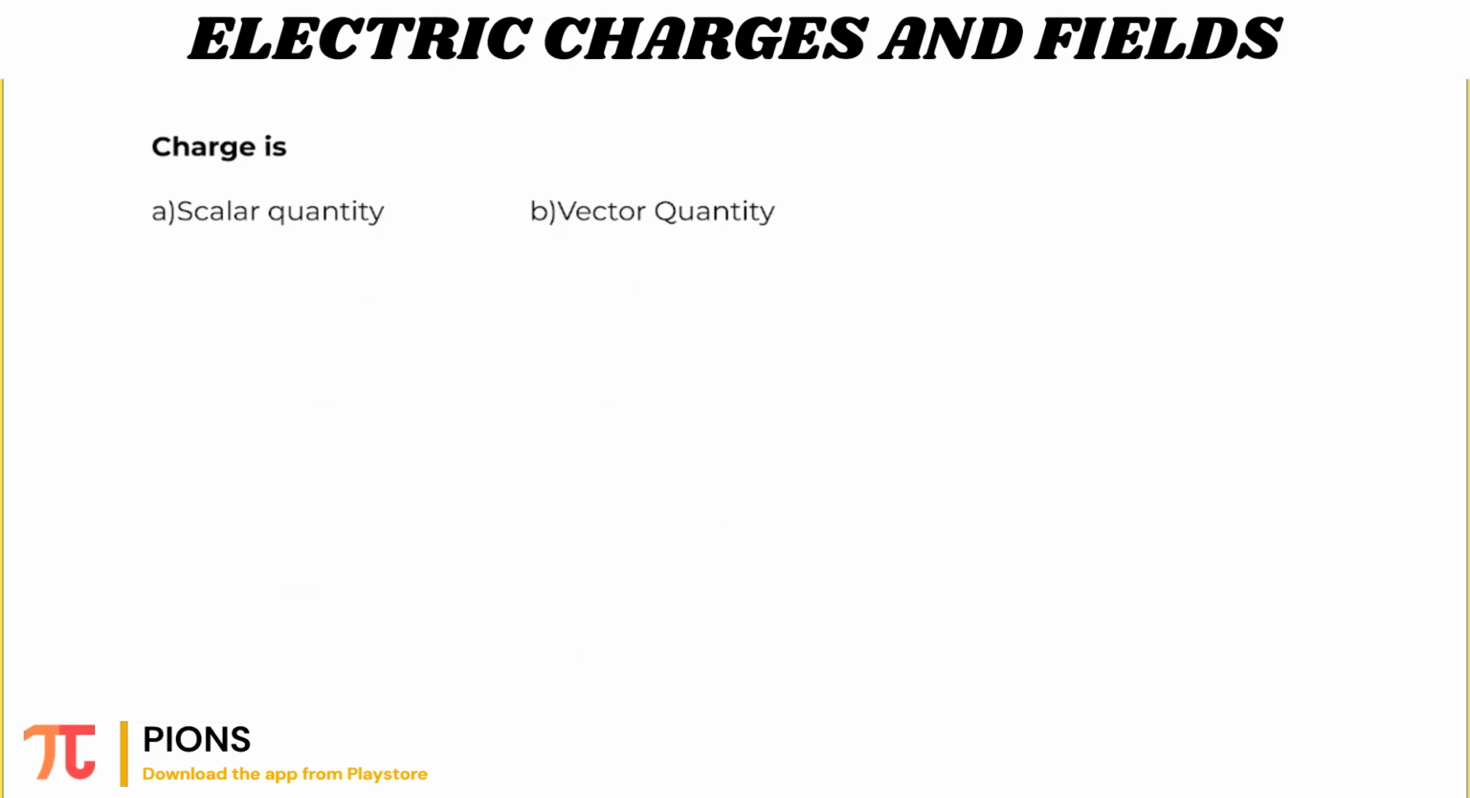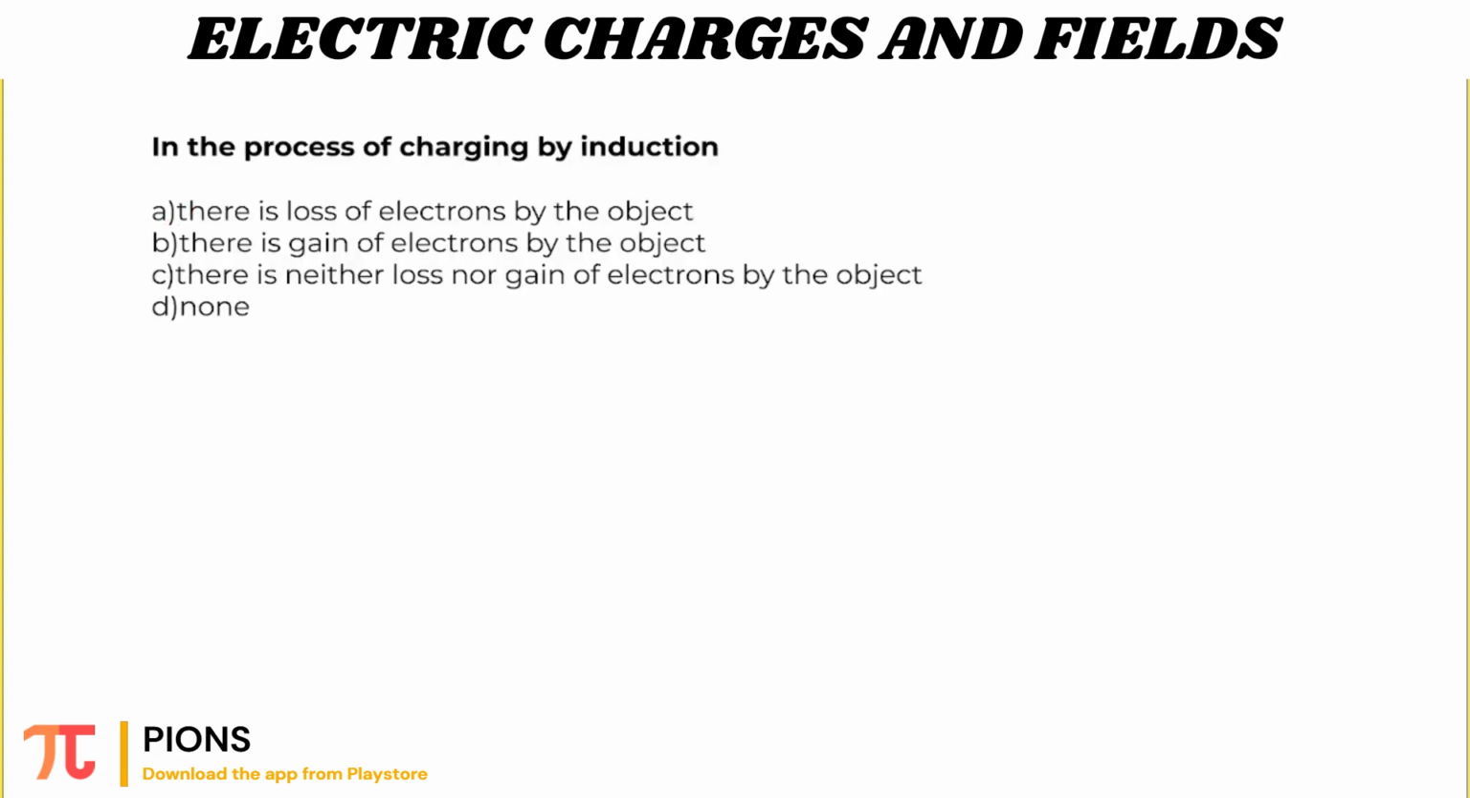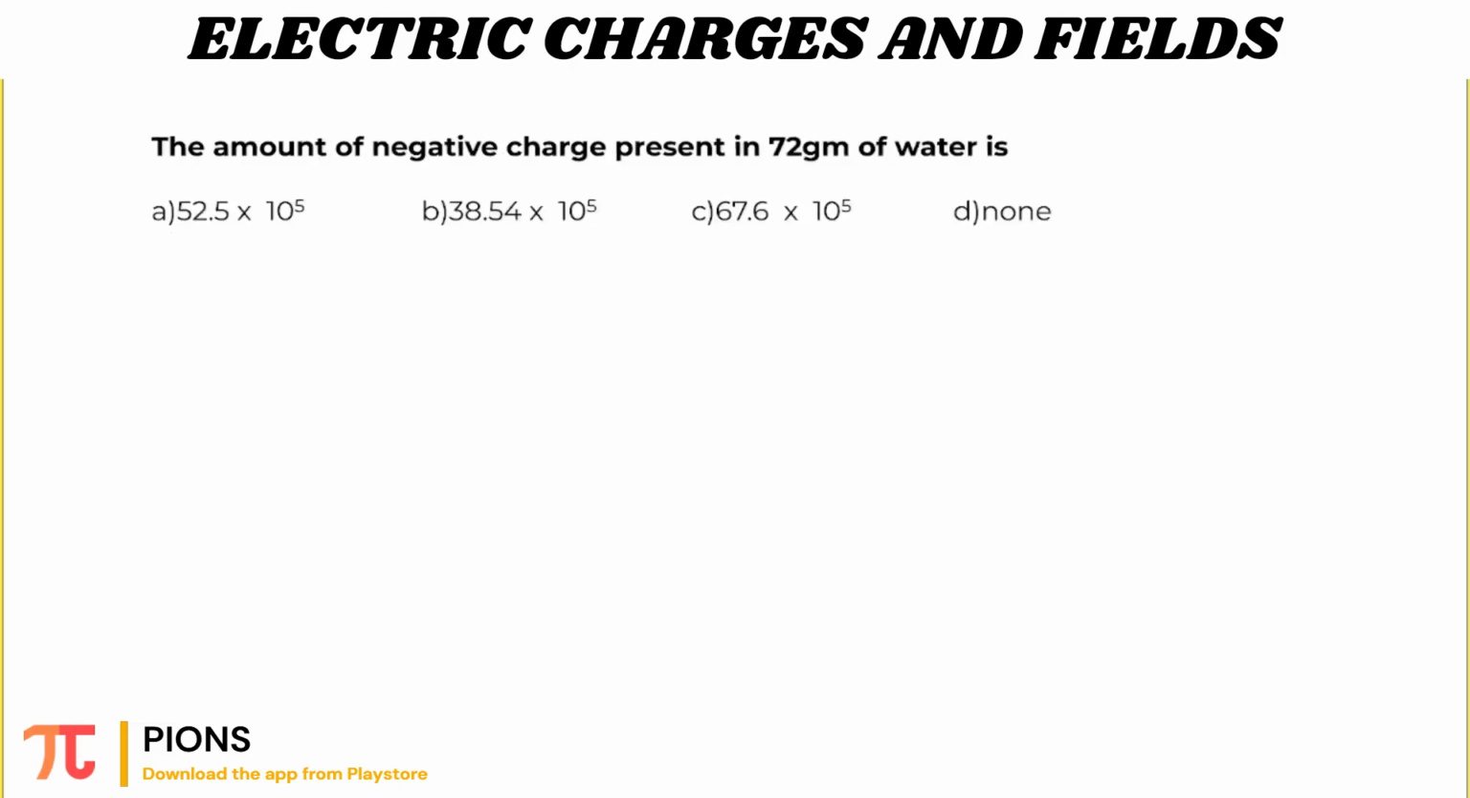Our next question: is charge a scalar quantity or a vector quantity? Charge is a scalar quantity. That's correct. So let's move to our next one. In the process of charging by induction, the correct answer is there is neither loss nor gain of electrons by the object. That's the correct answer. Let's move to the next one.